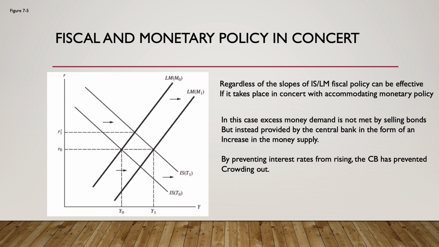We know that this expansionary fiscal policy would create excess money demand in the money market, and that would drive up interest rates. But in this case, the excess money demand is not met by selling bonds and changing interest rates. It's instead provided by the central bank in the form of an increase in the money supply. This eliminates the crowding out effect that would normally curb the effectiveness of fiscal policy and allows for the full brunt of fiscal policy to be felt in the market.